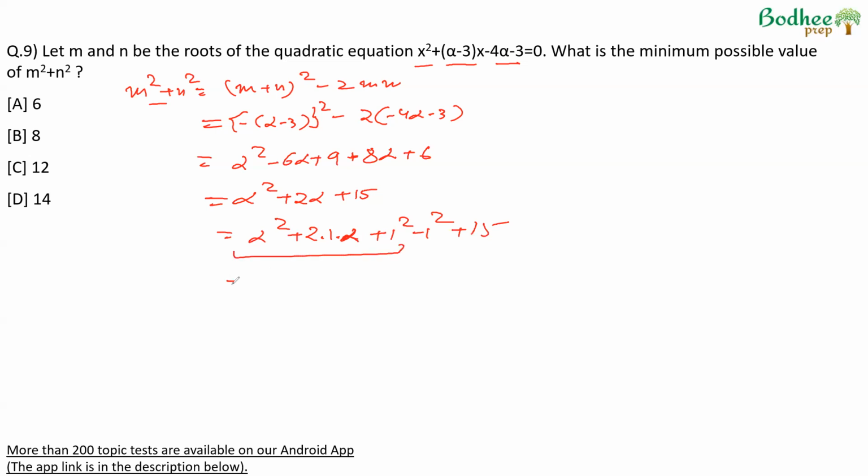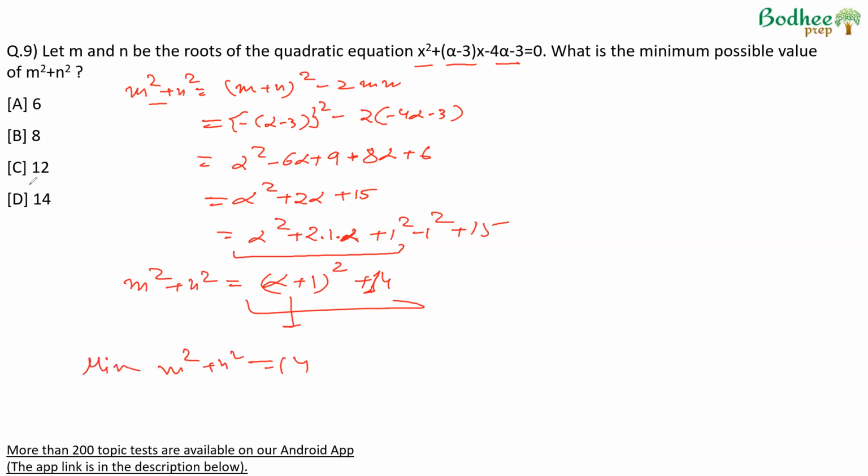These three terms become a perfect square. So alpha plus 1 whole square, 15 minus 1 is 14. The value of m square plus n square in terms of alpha is alpha plus 1 whole square plus 14. What will be the minimum value? Because alpha plus 1 square will always be 0 or positive, to make this minimum, we want this to be the minimum value, which is 0. And at that point, m square plus n square will be equal to 14. So the minimum value of m square plus n square is 14. Option D becomes the answer.